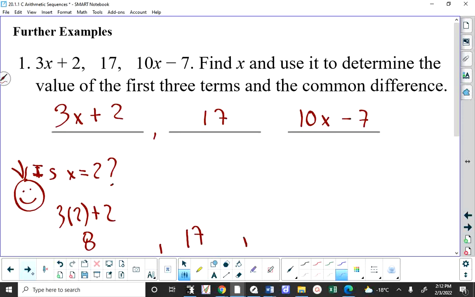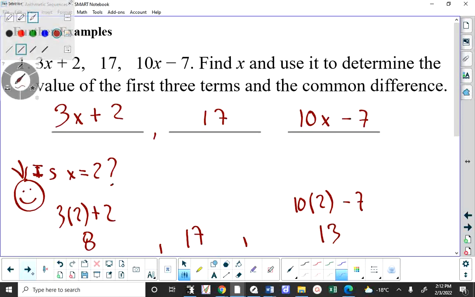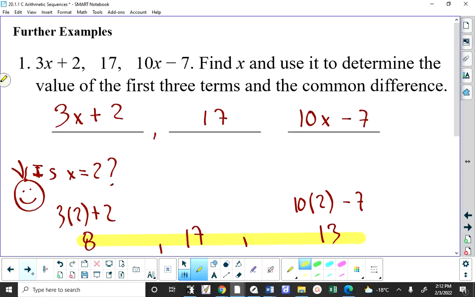If x is 2, then this would be 10 times 2 minus 7, which, help me out, is that 13? 10 times 2 is 20. 20 minus 7 is 13. So look at the sequence of numbers I've generated and tell me, is x 2? Well, no way, because 8, 17, 13 is not arithmetic. To go from 8 to 17, you add 9, I believe. And if I added 9 to 17, well, I'm sure as shooting not going to get 13, right?